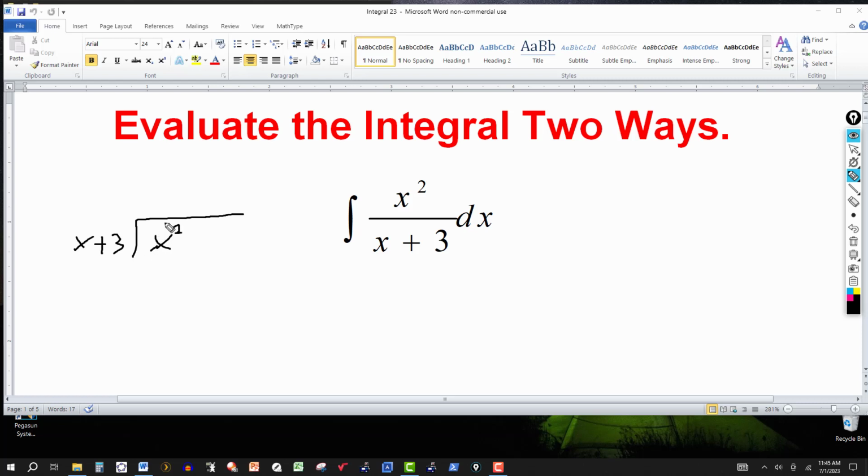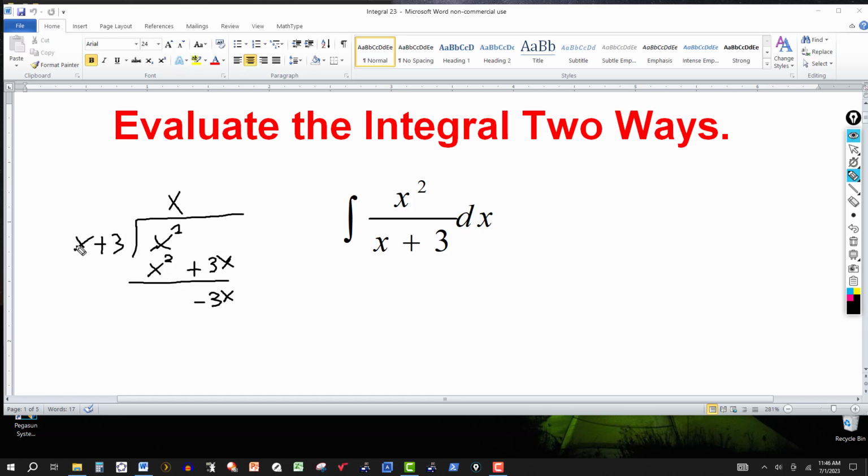So x into x squared will give me x, then multiply the partial quotient times the divisor. This will give me an x squared here, plus a 3x. And we subtract here. x squared subtract x squared gives me 0, and then 0 subtract 3x is a minus 3x. The degree of the divisor is 1. The degree of the remainder is 1, so I can continue the division.